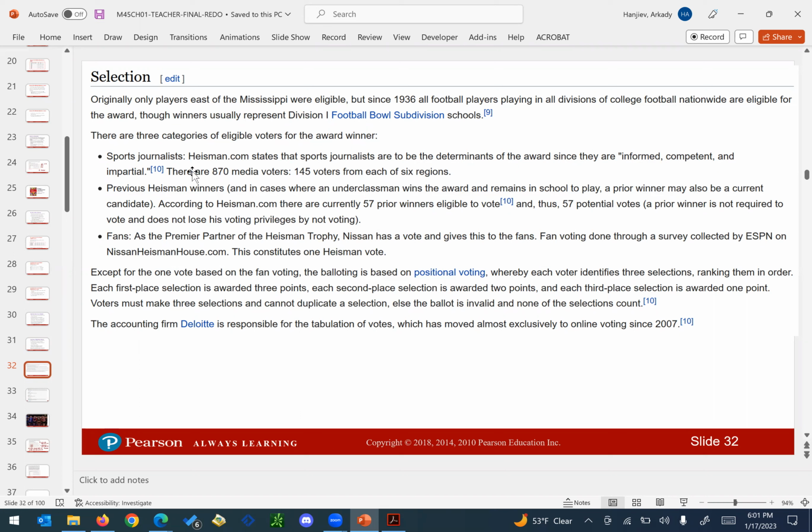And so this one, 145 voters from each of the 6 regions. So that's not cool. There's only 1 fan vote, and there's 871 media votes. And so then there's 57 prior winners. So it's really sports journalist heavy, really, on this position.